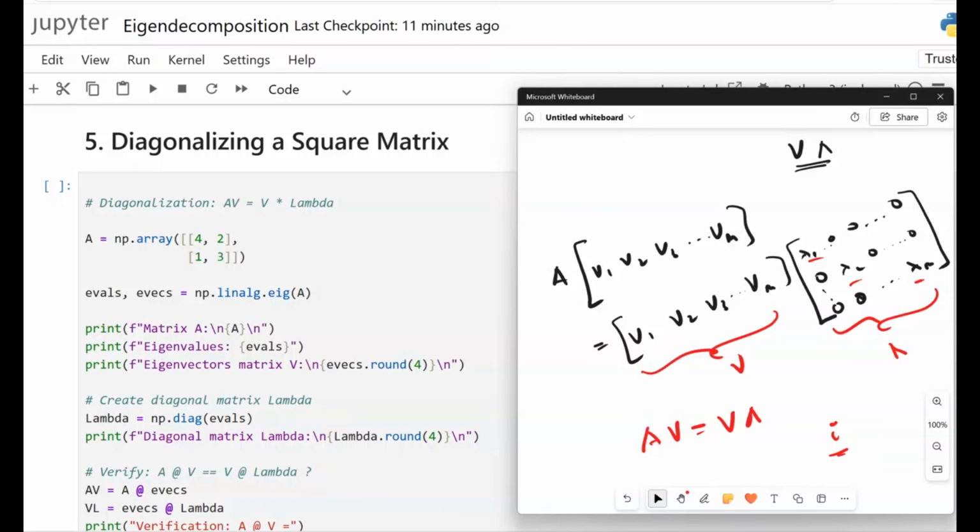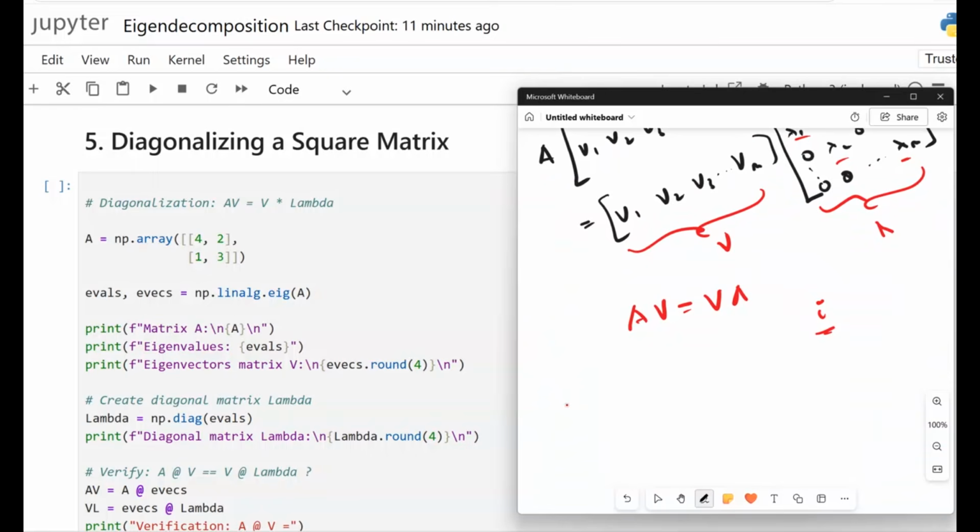What the eigenvalue equation says. And here, on just rearranging, if I solve for A, it is equal to V multiplied by lambda multiplied by V inverse. And dear friends, this is called the eigendecomposition or diagonalization of A. So it decomposes the matrix into three factors.